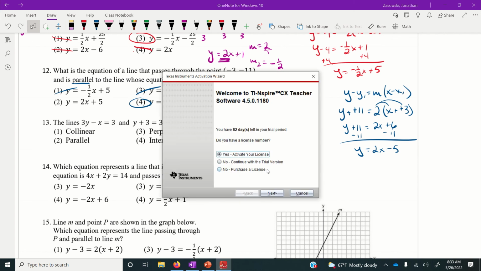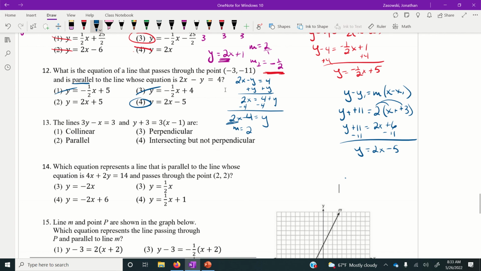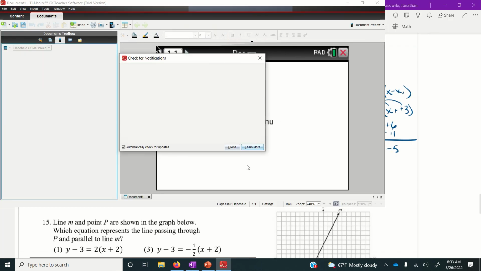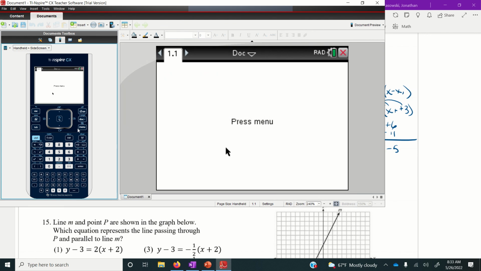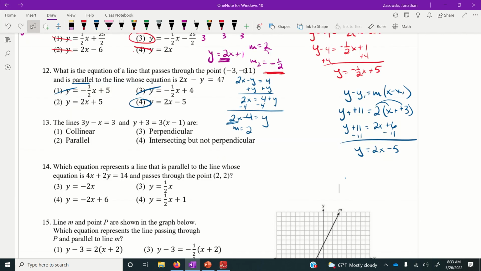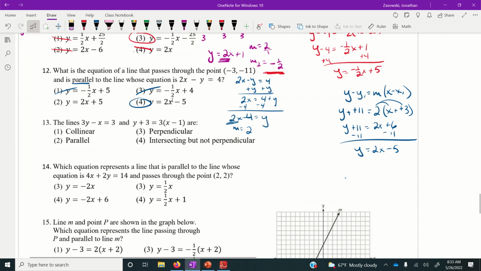Now, on the calculator, we can just type these equations in and check the table to see if it goes through our point. Okay, so we go menu, graph. Our equation here was 2x minus 5. So this is the same thing as y equals. And we can check our table, and we know the point is negative 3, negative 11. So if we just go to negative 3, does it say negative 11? If it does, that's our answer. That's it. Just make sure the slope matches, and then you can pick that line that has the same point on the line.